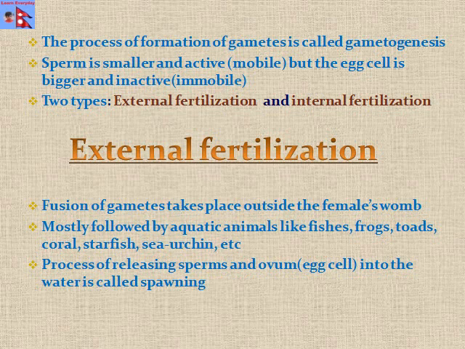Now let's discuss external fertilization, and it is the fusion of the male gamete and female gamete in the environment. This type of fertilization is mostly followed by aquatic animals like pisces and amphibians. And there are some invertebrates also that follow this type of fertilization. For external fertilization, there must be the releasing of the sperm and ovum into the water, and the process is called spawning.